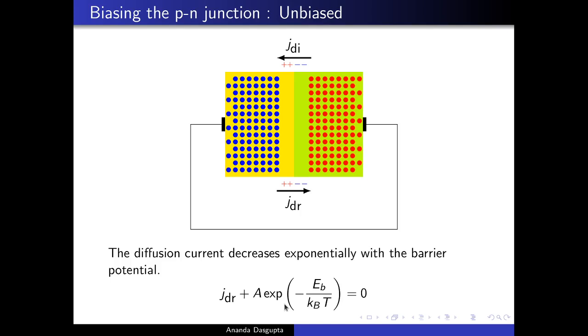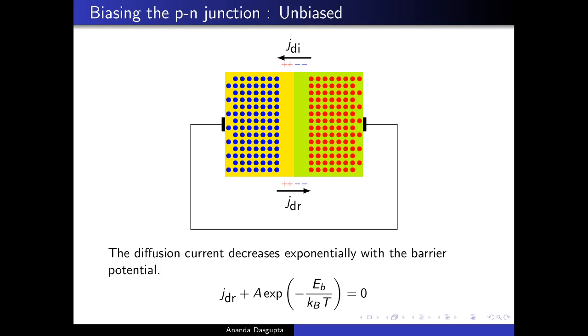Now this is the situation without any bias. If you imagine just joining the P and N type together, initially there will be big diffusion, but once diffusion occurs, the electric field will set in. That will make diffusion harder, so diffusion will go down. But as long as diffusion is bigger than drift, the barrier will keep on growing, making the diffusion further more difficult, and ultimately there will be an equilibrium situation where there will be no net current any longer. So that's easy enough to understand.